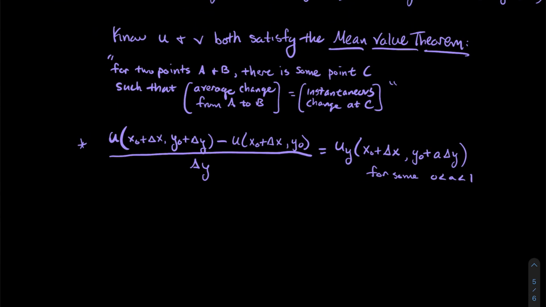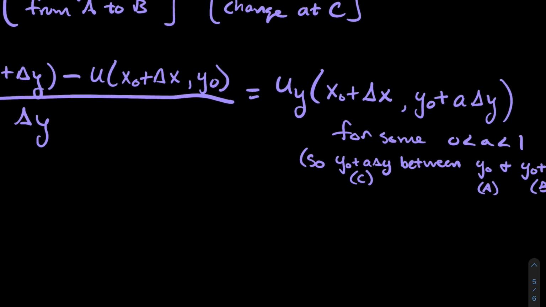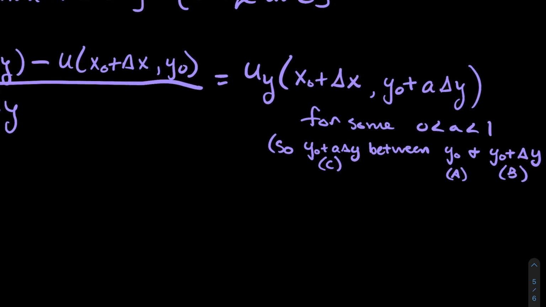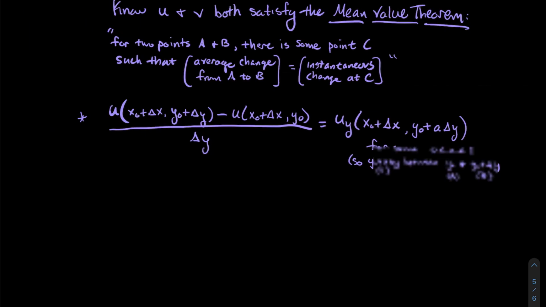I think I've got a little picture for you over on the side, just to try to relate it to my off the cuff description of what the mean value theorem is, the gist of it. So I'm saying y naught plus a delta y is c, and then y naught is a, and y naught plus delta y is b. If you want to relate this back to what I'm trying to tell you about with the mean value theorem, you can think about that.